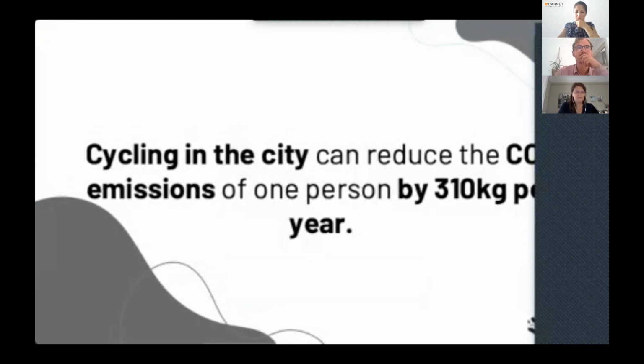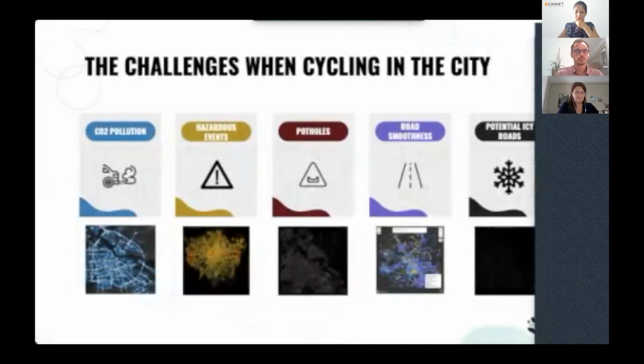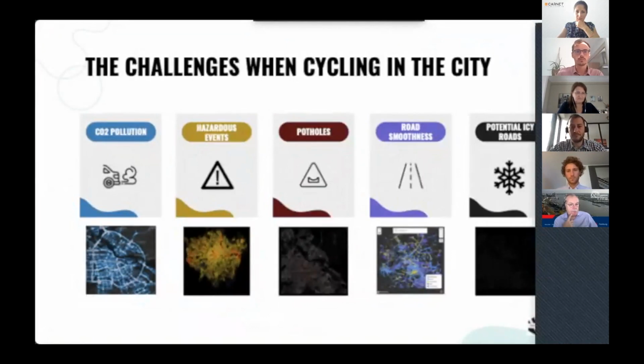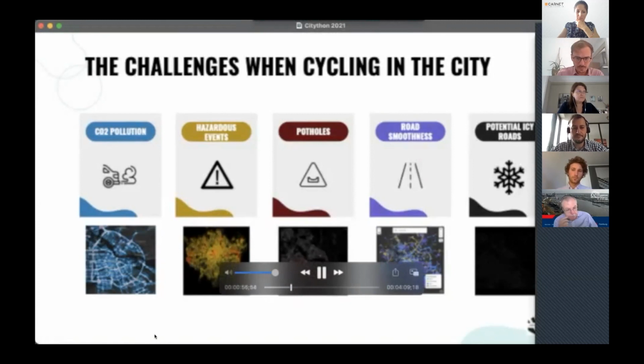To tackle this issue and to increase active mobility in the city of Hamburg, we first looked at the possible reasons people do not favor cycling in the city. We came up with 5 main risks cyclists are facing at the moment that potentially prevent them from opting for active mobility. These are high CO2 pollution, hazard events made by motorized vehicles, bad road conditions such as potholes and gradient, and potentially icy roads.